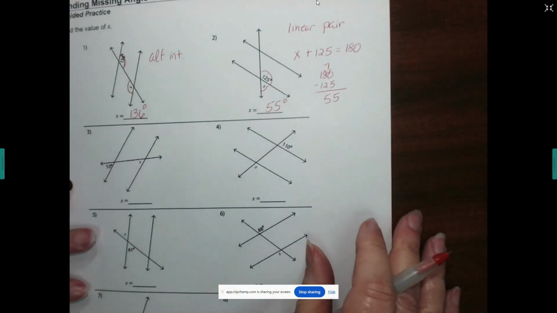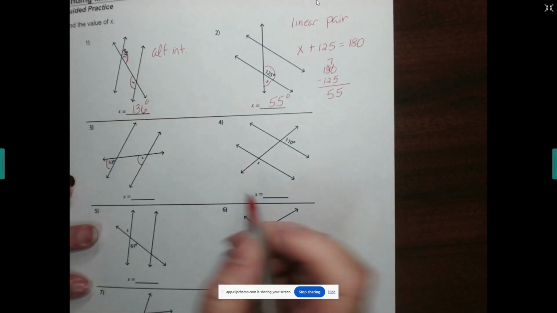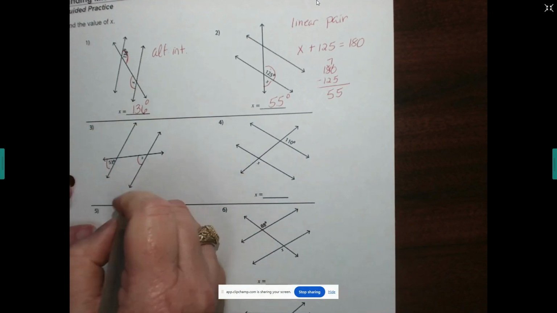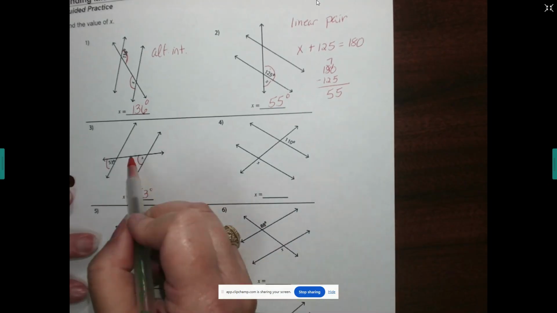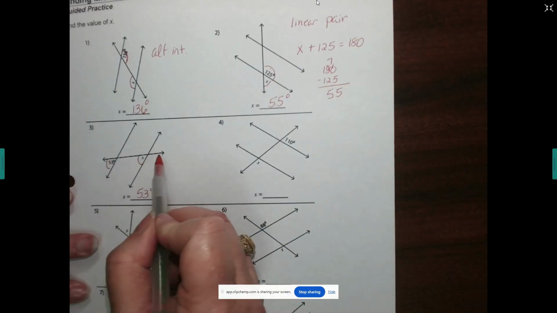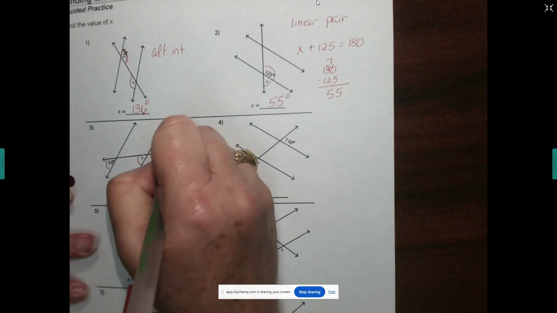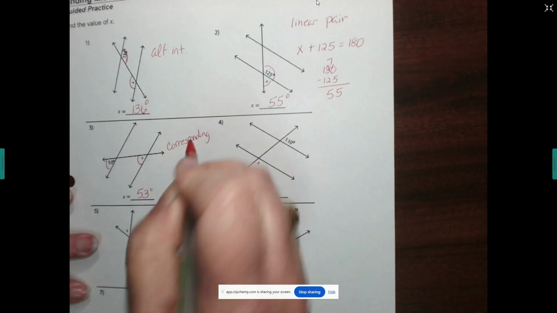All right, number 3. This is an acute angle, and so is this. So they're going to be equal, 53 degrees. If I wanted to go by my vocabulary, I've got an interior angle and an exterior angle on the same side. These are corresponding angles, and I know that corresponding angles are equal to each other.